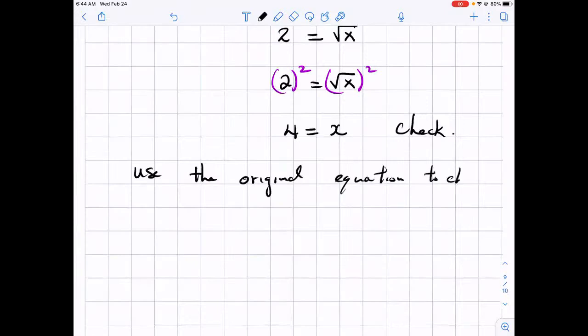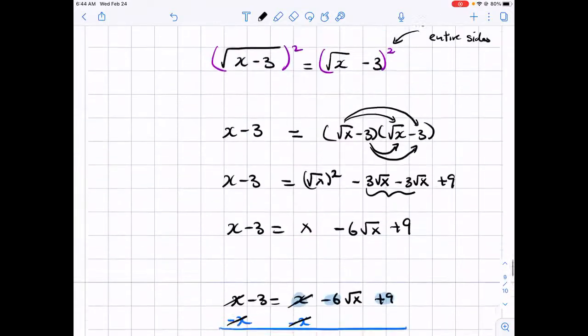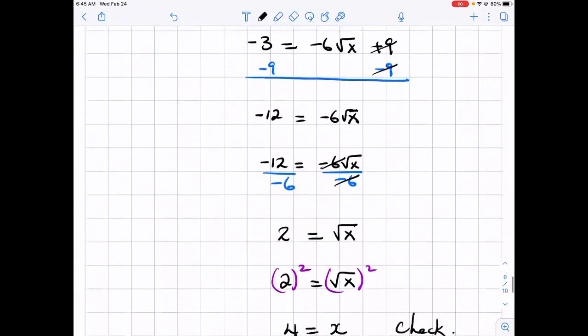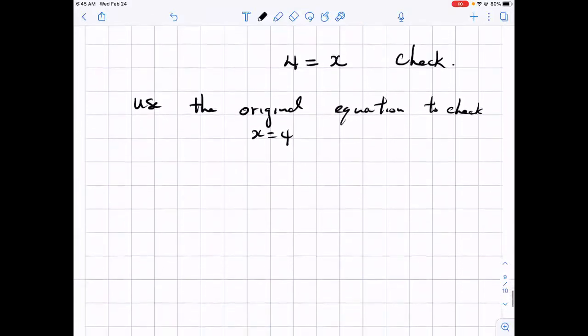Check if x equals 4 is a solution. So we have to go back and check from the original equation. This equation here is the original equation, okay? So is the square root of x minus 3 equal to the square root of x minus 3 when x is equal to 4?